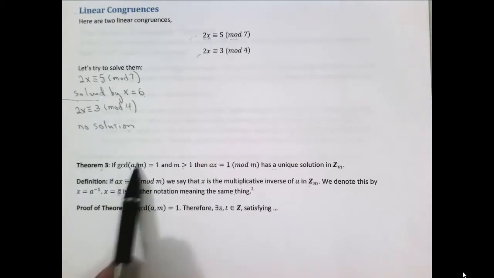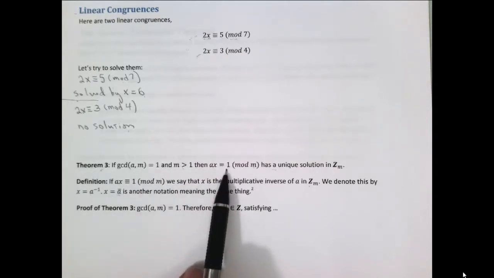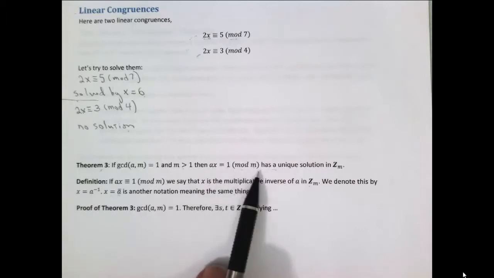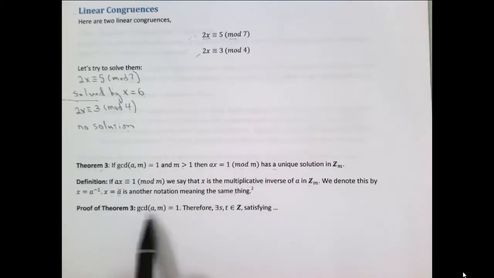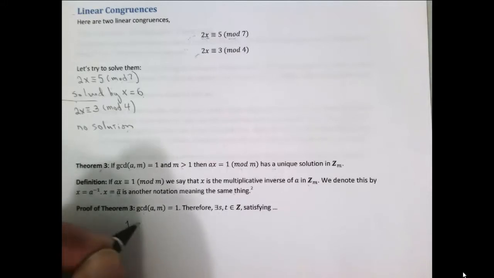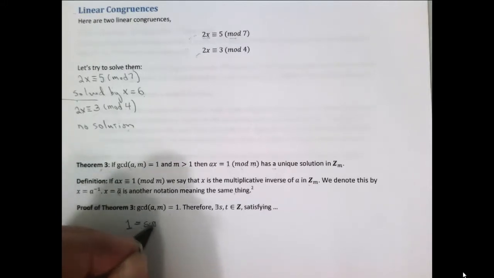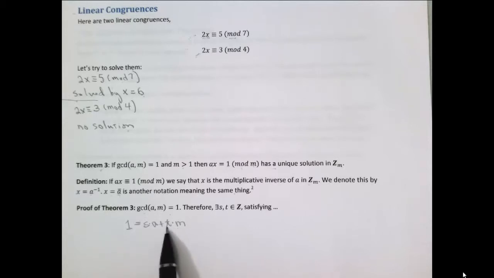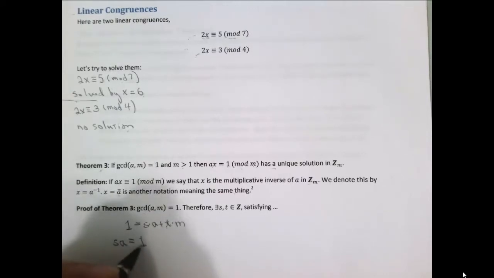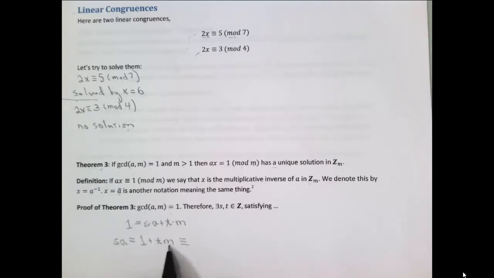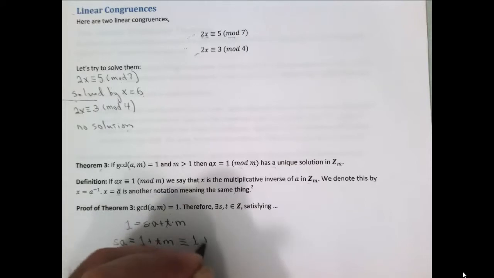So let's see if we could find a proof for this statement here. If ax is congruent to 1 modulo m, it has a unique solution if a and m are relatively prime. Well, if the greatest common divisor of a and m is equal to 1, there have to be integers s and t satisfying this statement: 1, the greatest common divisor of a and m, is equal to s times a plus t times m. Now, what we want to notice is that if we were to subtract t times m from both sides, we would have s times a is equal to 1 minus t times m. But of course, since t times m is a multiple of m, this is congruent to 1 modulo m.